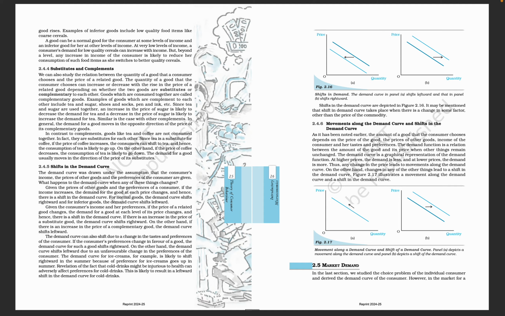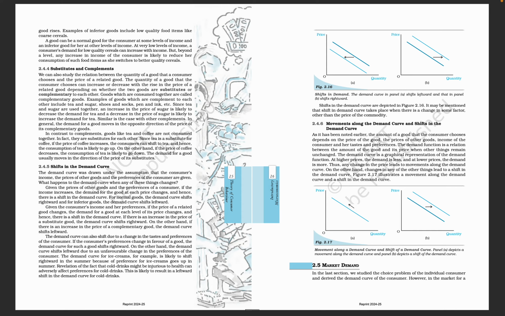A good can be a normal good for the consumer at some levels of income and an inferior good for her at other levels of income. At very low levels of income, a consumer's demand for low-quality cereals can increase with income. But beyond a level, any increase in the income of the consumer is likely to reduce her consumption of such food items as she switches to better quality cereals.